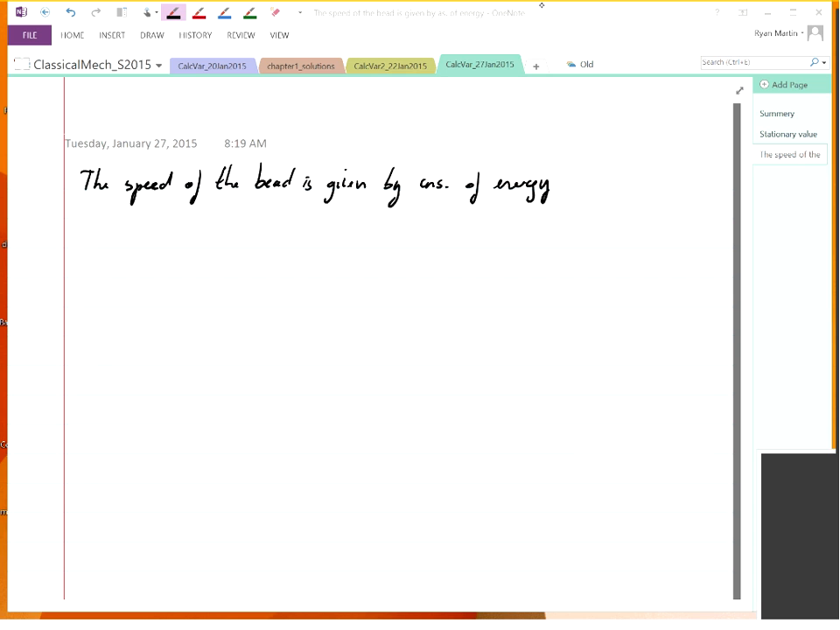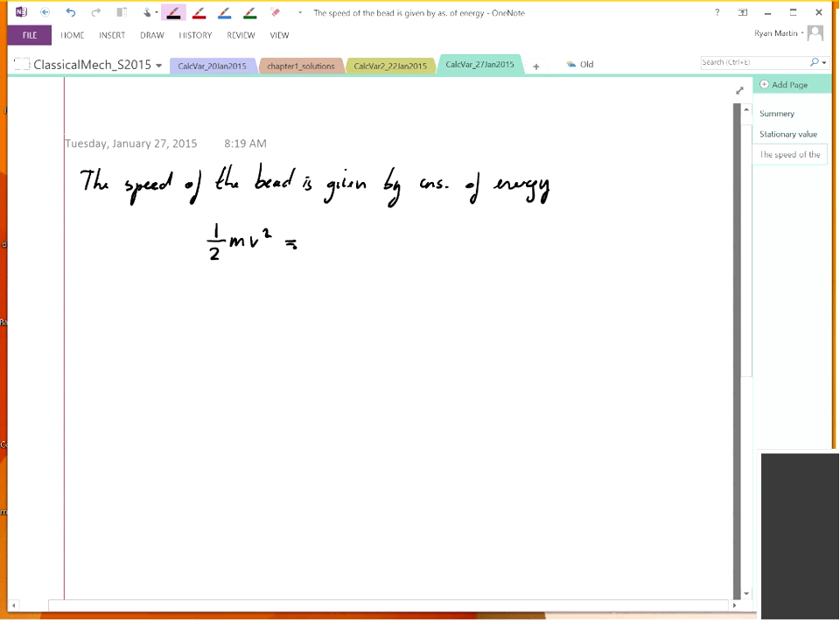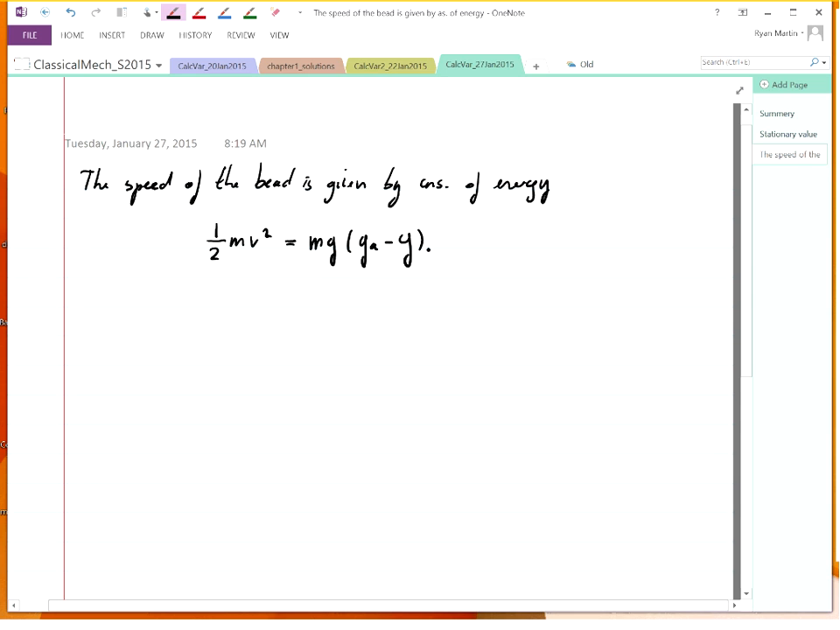okay, so the speed of the bead is given by the conservation of energy. So the bead starts at rest at point A. So we can write that its kinetic energy, a half m v squared, and so the v is the v that we're going to need in the integral, is given by m g times the change in height. Let's say it started at y A, and then its current position is y. So that gives us the speed of the bead as a function of y.